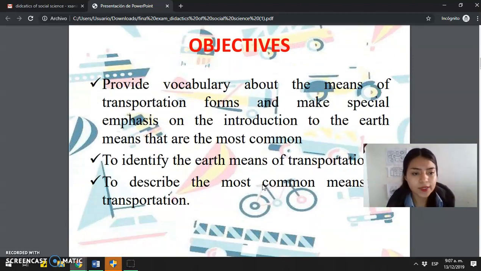The objectives of the lesson plan are three: one main or general, and two specific. The general objective is to provide vocabulary about the forms of means of transportation and make a special emphasis on the introduction to the earth means that are the most common. The specific objectives are to identify the earth means of transportation and to describe the most common means of transportation.